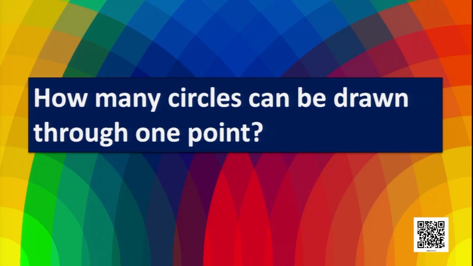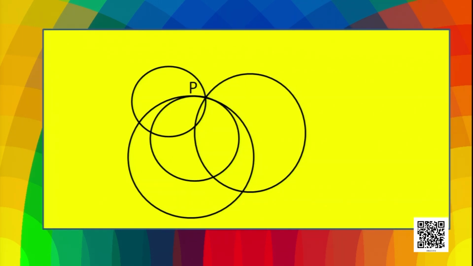Now let's discuss the circle. How many circles can be drawn through one point? Let's see the situation. Here P is a point and we see that many circles have been drawn through P. So this shows that through one point we can draw many circles.